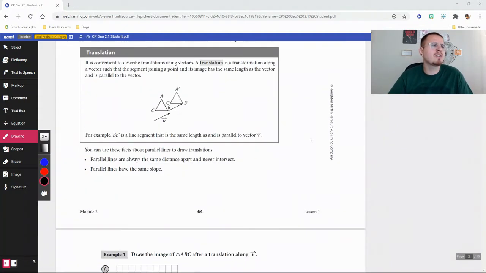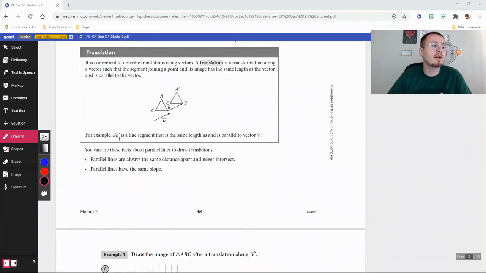So let's talk about what a translation is. It's basically just moving something, sliding something, taking it from one position to another. So a translation is a transformation along a vector. So you're saying, here's the line, here's the direction, the magnitude that you're going to move this whole shape, this whole object, this point, these points. Such that the segment joining a point and its image has the same length as the vector and is parallel to the vector. So make sure that you get that definition down. That's something that you're going to want to use.